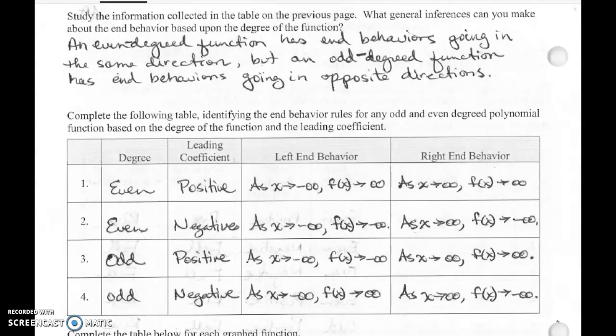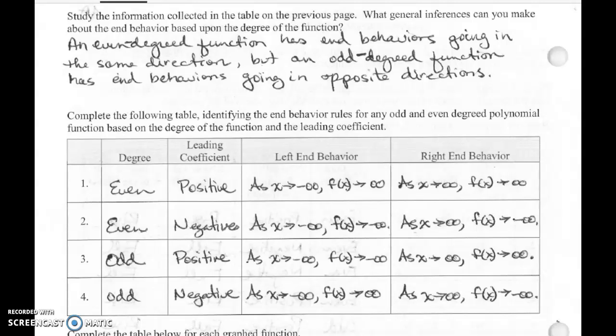Now, again, I'm not sure how you learned this in Algebra 2, but if you're following the notes, how I would explain this is: even degree functions go in the same direction, so with a positive leading coefficient, they both go up on either end, and odd functions go in opposite directions. So if it's a positive leading coefficient, it goes up and to the right and down and to the left, versus a negative leading coefficient goes down and to the right and up and to the left.